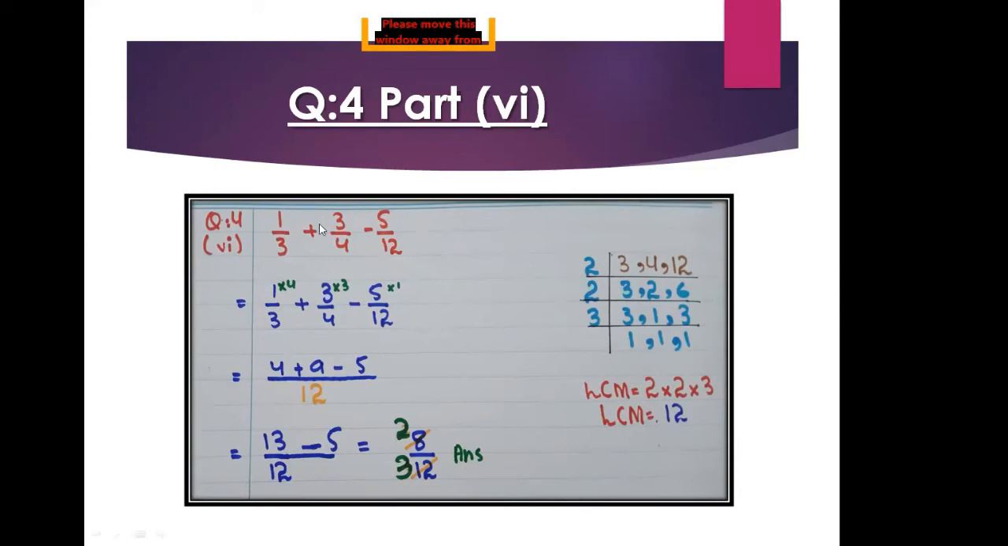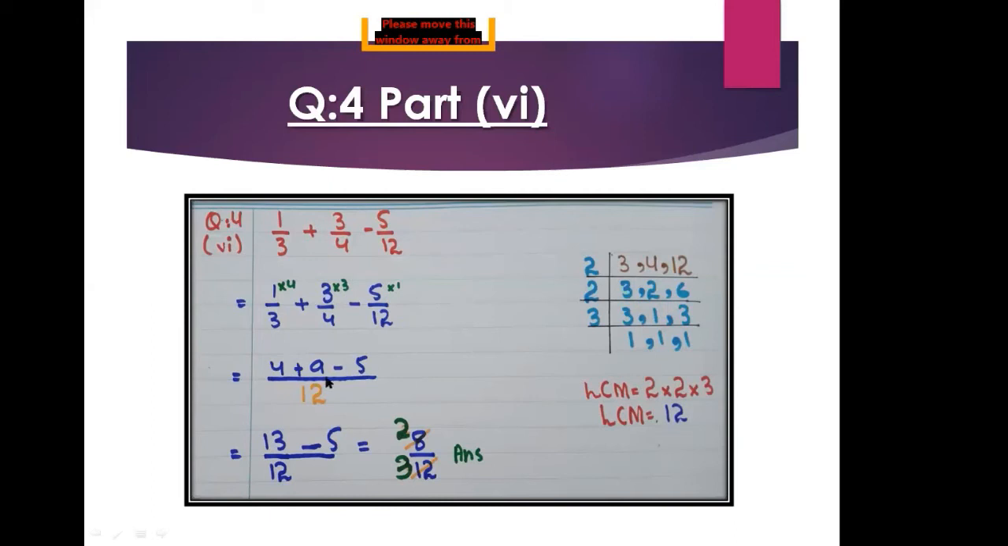Now multiply it with all the numerators like this. If you want to write it with the denominators, you can write, there is no problem. Otherwise, you can write it with the numerators. So 4 multiplied by 1 equals 4. 3 multiplied by 3 equals 9. And 5 multiplied by 1 equals 5.